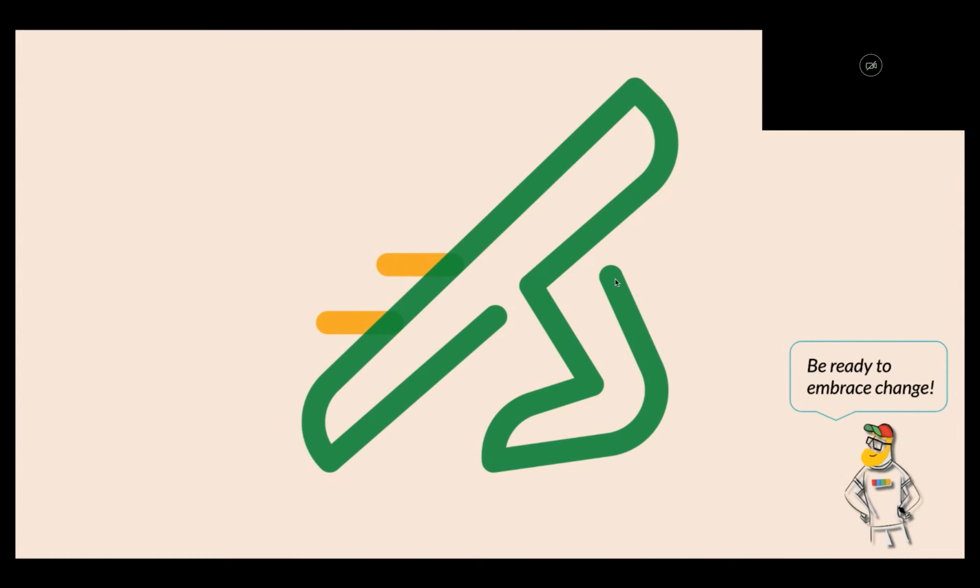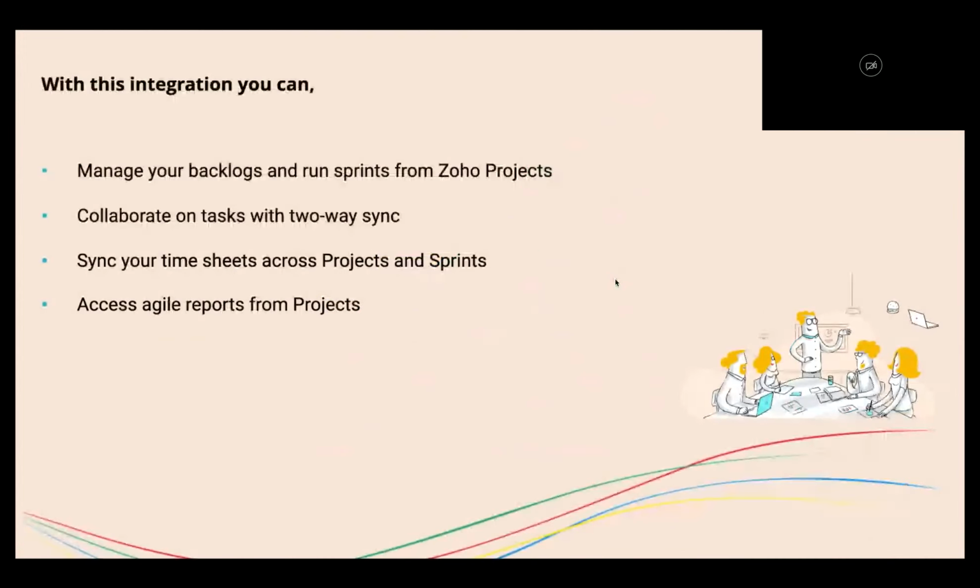In large organizations, where different teams prefer a different approach towards their work, using multiple tools can make things complicated, which is why we came up with a tight integration between Projects and Sprints. With this integration, you can manage your backlogs and run sprints from Zoho Projects, collaborate on tasks with a two-way sync, sync your timesheets across Projects and Sprints, and access agile reports from Projects.